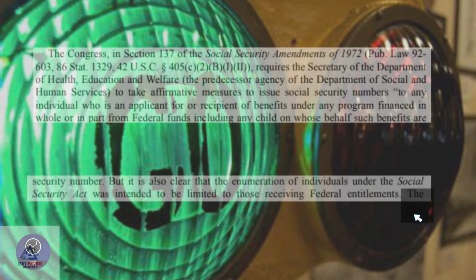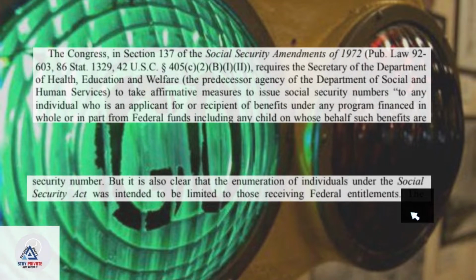The Congress, in Section 137 of the Social Security Amendments of 1972, requires the Secretary of the Department of Health, Education, and Welfare to take affirmative measures to issue Social Security numbers to any individual who is an applicant for or recipient of benefits under any program financed in whole or in part from federal funds, including any child on whose behalf those benefits are paid.